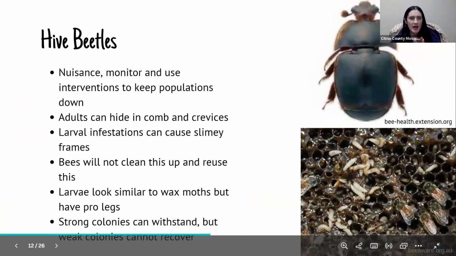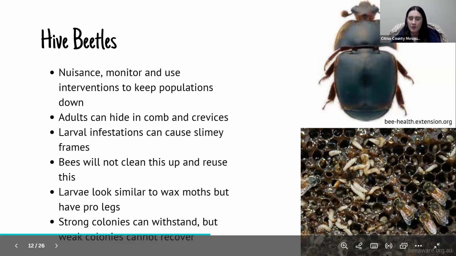Okay, so moving on to hive beetles, they're more of a nuisance pest versus the varroa mites, which are more of a deadly pest. But we want to monitor and use interventions when we can. That way, we keep populations low. Again, there are going to be hive beetles here and there in your colony, but as long as they're not out of control, it's not going to hurt the bees too bad.